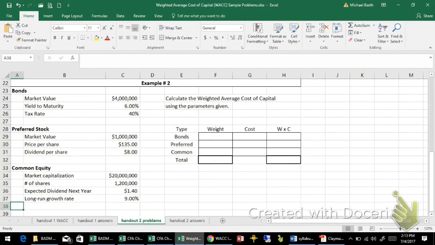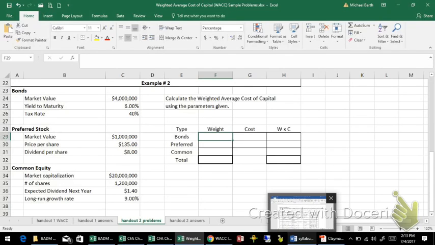Alright, this is example 2, calculating the weighted average cost of capital from the WACC sample problems. So we have bonds, preferred stock, and common equity. I need to come up with the weights.